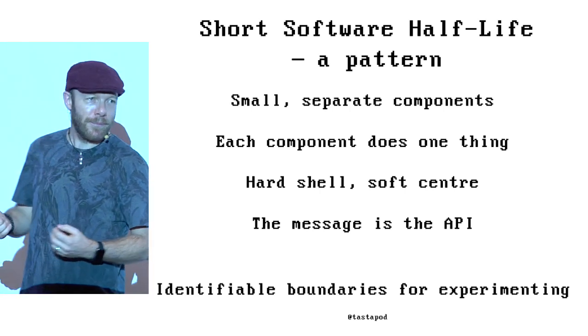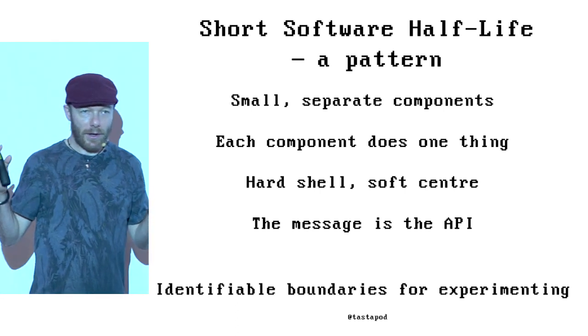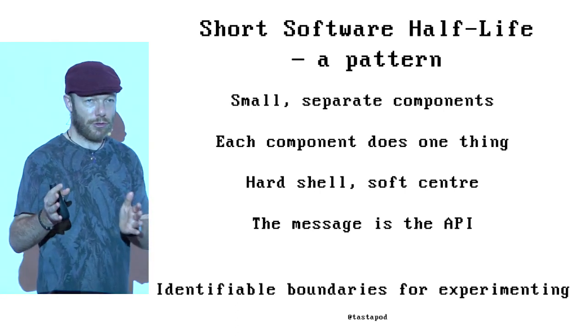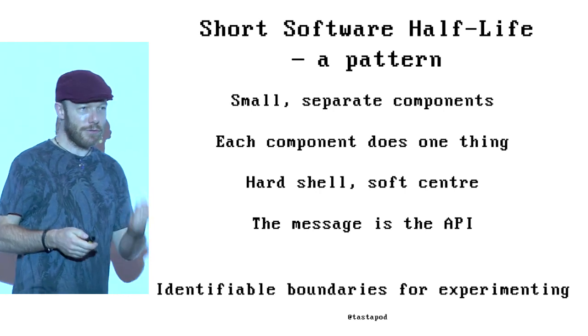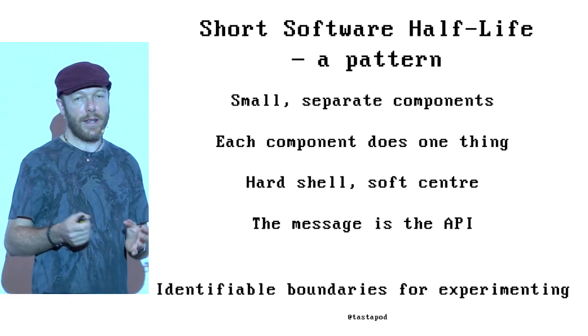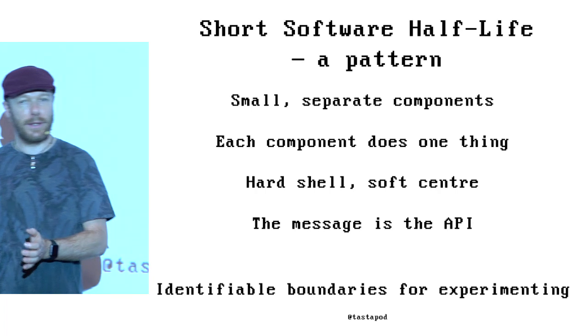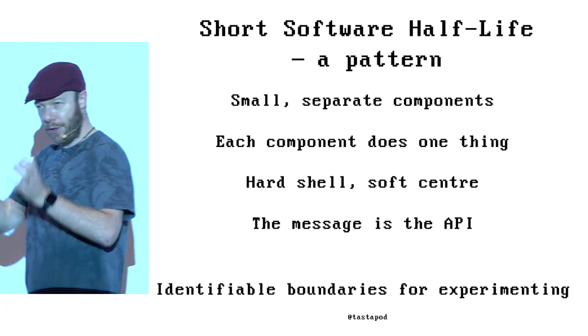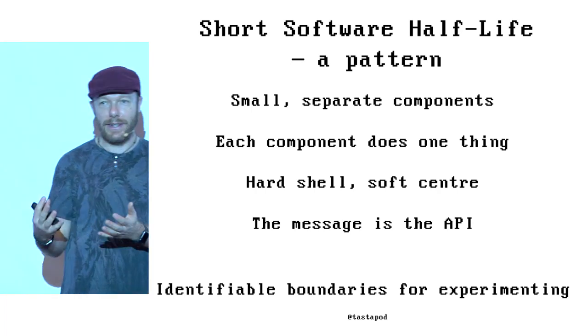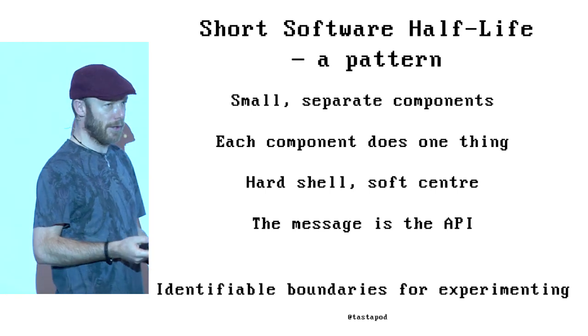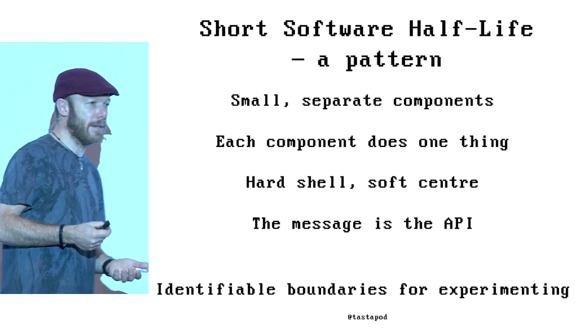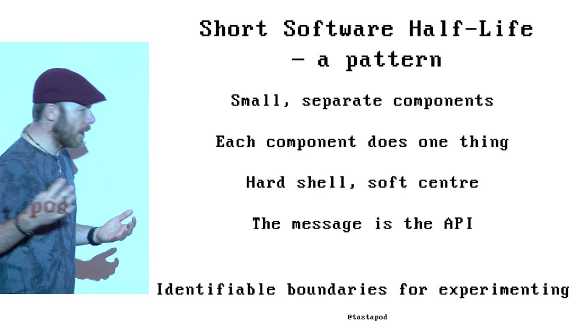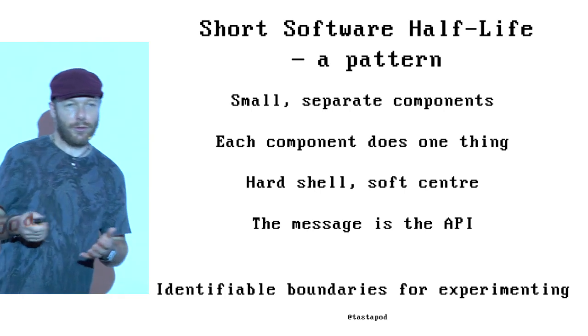Okay, so software half-life. So try and keep the software half-life short. And the way to keep the software half-life short is to ruthlessly delete code where you can. Replace it with simpler code. And we think of code as an asset and a valuable thing that we shouldn't delete. Code is a liability. All code is cost. All code is a liability. So I want to be able to delete code. I want code with a short software half-life.